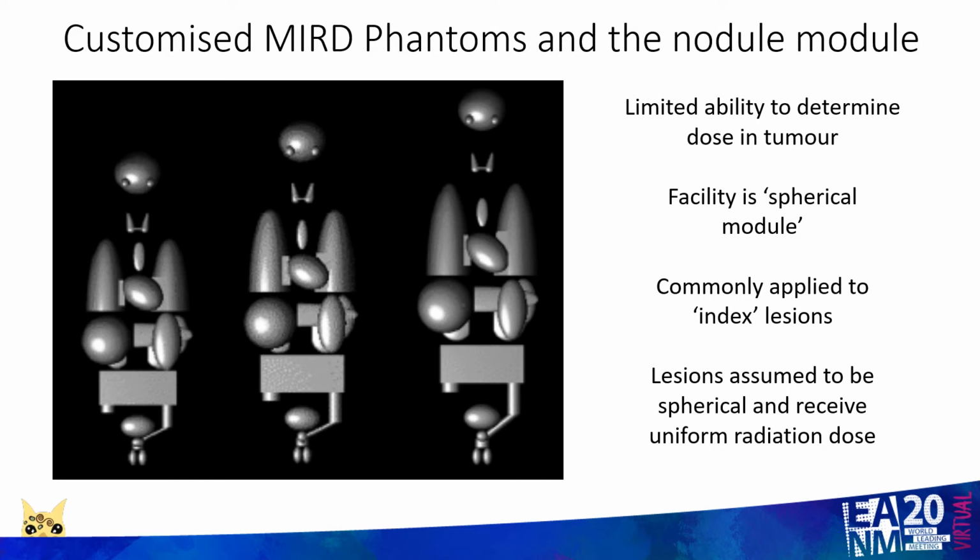And finally, the MIRD schema has only a very limited capacity to assess dose within tumour, relying upon the spherical model, which is commonly applied to index lesions to give an idea of the radiation dose within the tumours. But what are these index lesions? Are they the hottest lesions? Are they the coldest lesions? Are they the hottest lesion plus the coldest lesion? This is obviously a simplification.